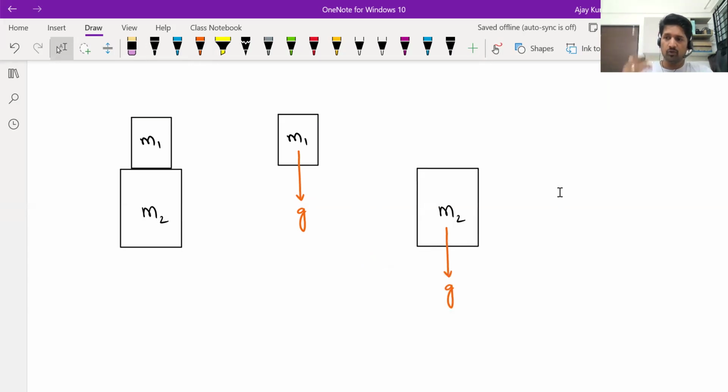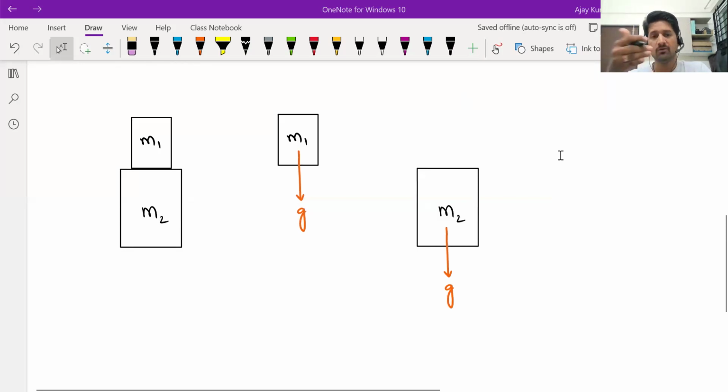So if both of them naturally have a tendency to go with equal acceleration, why will M1 push M2? Is M1 trying to go faster than M2, so that M2 is coming in its way? No. Both are trying to go at the same rate. Why should they exert normal force on each other? Are you all convinced that they will not exert normal force? Both have a tendency to fall with an equal acceleration of g. Then why will one block push the other block?